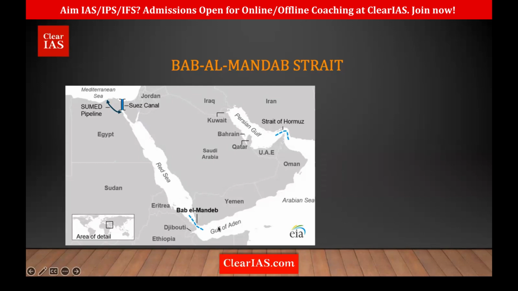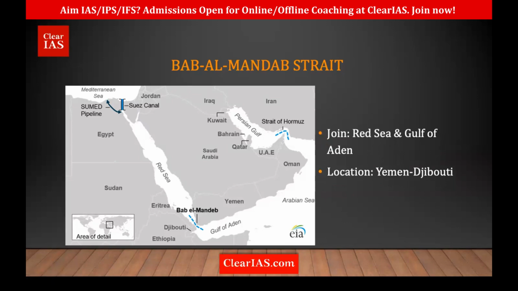Remember the Gulf of Aden? Aden was the old name of Yemen, right? So the Gulf of Aden means it will be next to Yemen. Between the Red Sea and the Gulf of Aden, it is connected by Bab el Mandab. So it basically joins the Red Sea and the Gulf of Aden, and it is located between Yemen and Djibouti. Clear? That is the Bab el Mandab Strait.